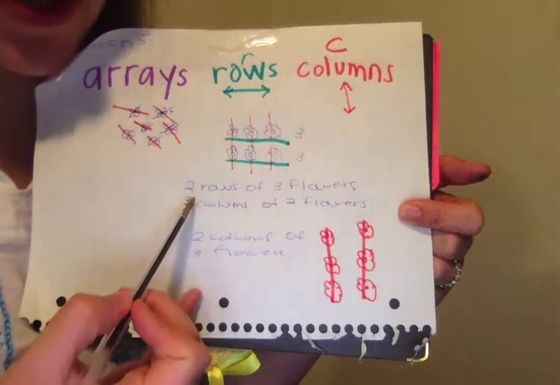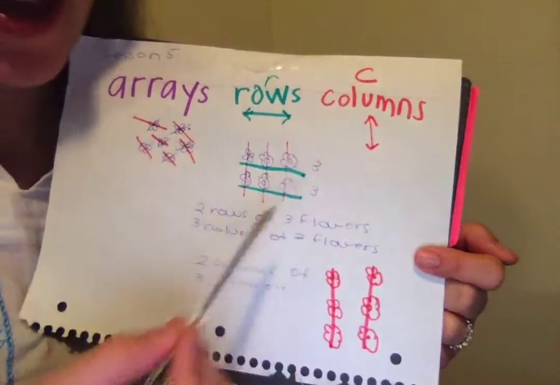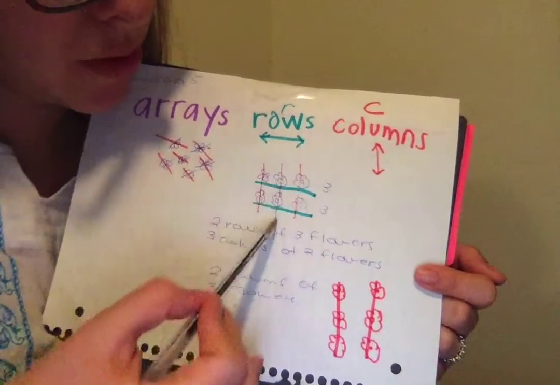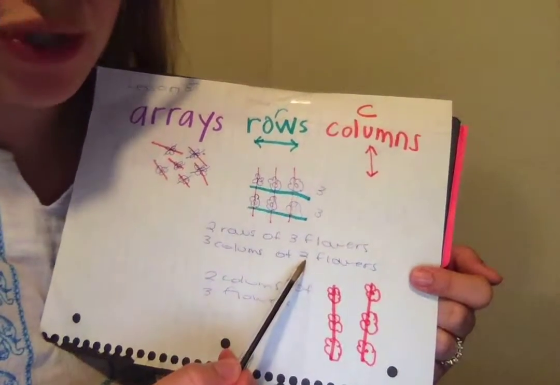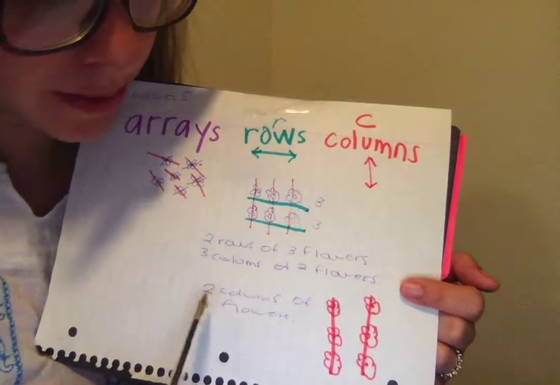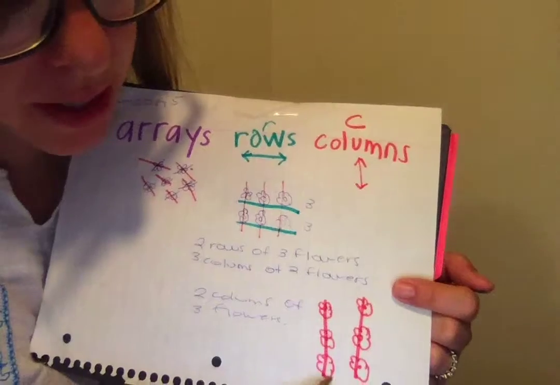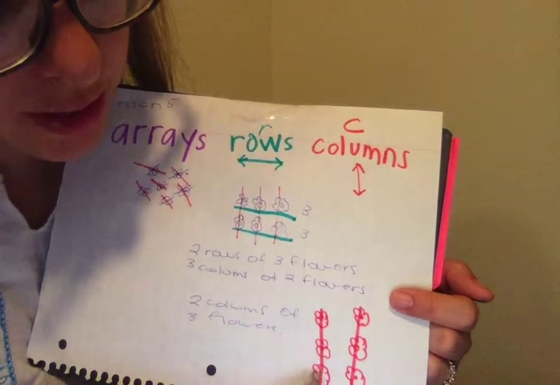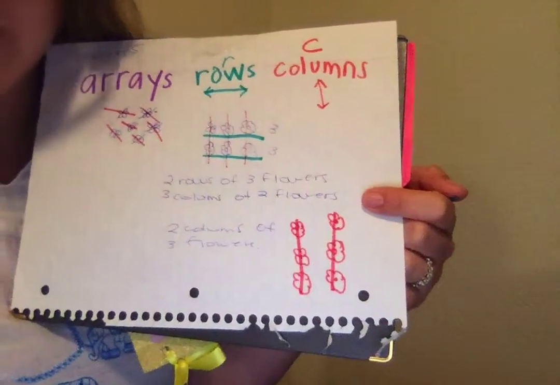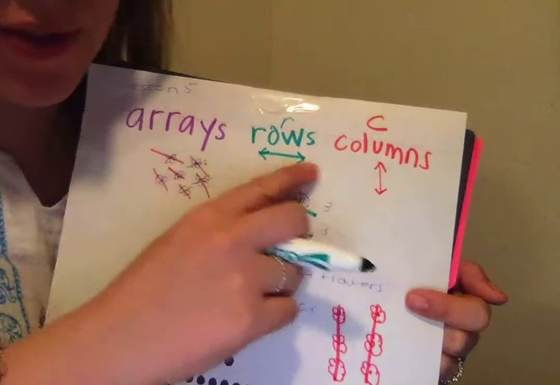First, we said we had 2 rows, the ones that go sideways, and each one of them had 1, 2, 3 flowers. Next, we looked at it and we said we have columns too. So we have 1 column, 2 columns, 3 columns, and there's 2 flowers in each. Okay? Then I told you we need to draw 2 columns of 3 flowers. So we went and we drew 2 columns of 3 flowers each. But here we also have rows. So let's count the rows. Because we already counted the columns that go up and down. So now the rows go sideways.